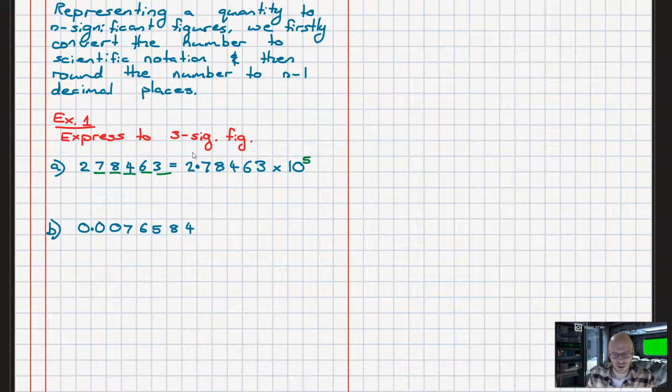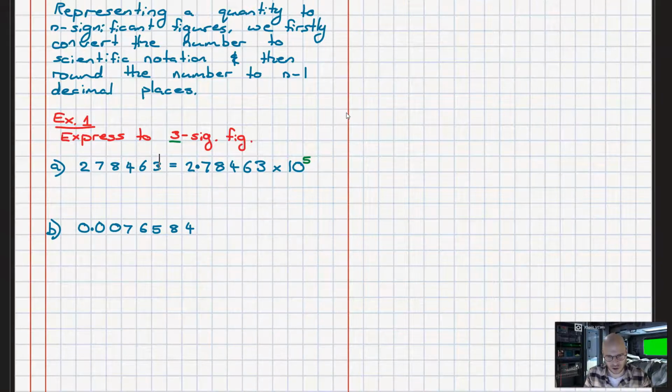Alright, so now that we've got that out of the way, we want to now represent this number to three significant figures. And as was mentioned up over here, the way in which we do it is we round to n-1 decimal places. So if we're rounding to three significant figures, then we're only interested in these three digits over here. So 1, 2, 3. So n-1 being 2. So to do that, we have to round by looking at this digit right here.